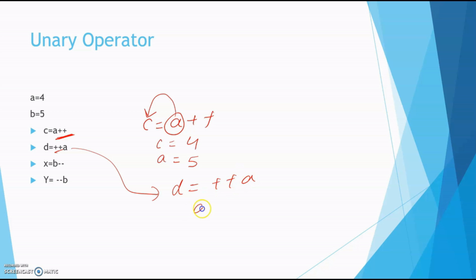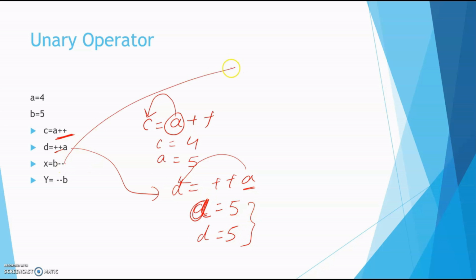That is pre-increment. So what will be the value of d? That is plus plus a. Plus plus will increment itself first. So what will be the value of a? The value of a becomes 4 plus 1, that is 5, and then it will assign to d the same, so that will be 5 also. If we talk about this one, x is equal to b minus minus, post-decrement, so it will assign the first value to x.